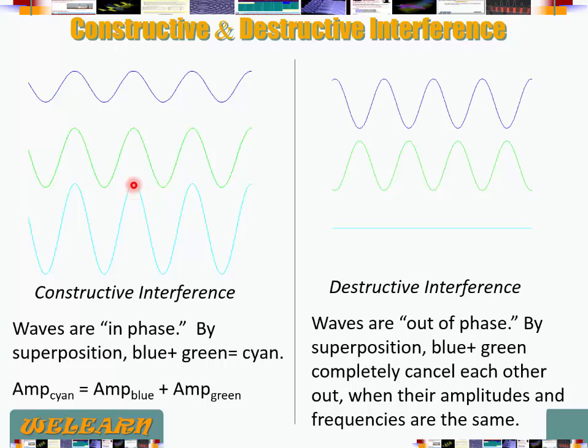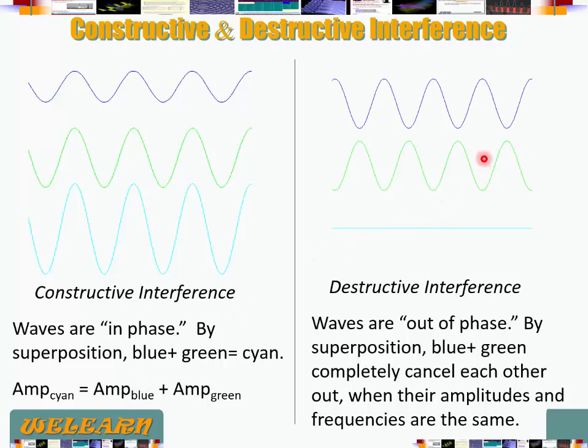For example, here, the amplitude of the crest is going to be the amplitude of this crest plus the amplitude of this crest. The amplitude of the trough is going to be equal to the amplitude of the blue trough plus the amplitude of the green trough. Any point, the amplitude at this point is equal to the amplitude of the green one plus the amplitude of the blue one. So this is constructive interference.